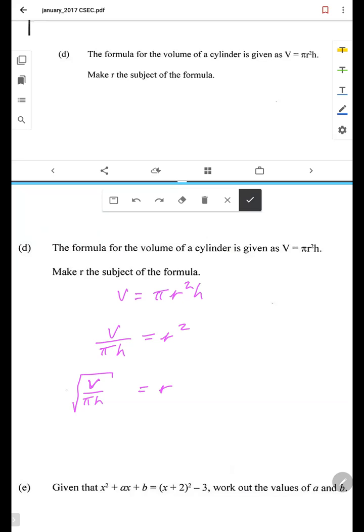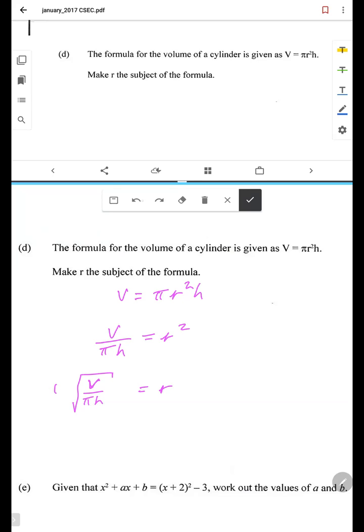Now, normally I would say put plus or minus when you calculate a square root. But because we know that we're talking about volume, these dimensions cannot be negative, because you cannot have negative volume. So the r must be positive and the h must be positive. So in this case, I would leave it without putting the negative.